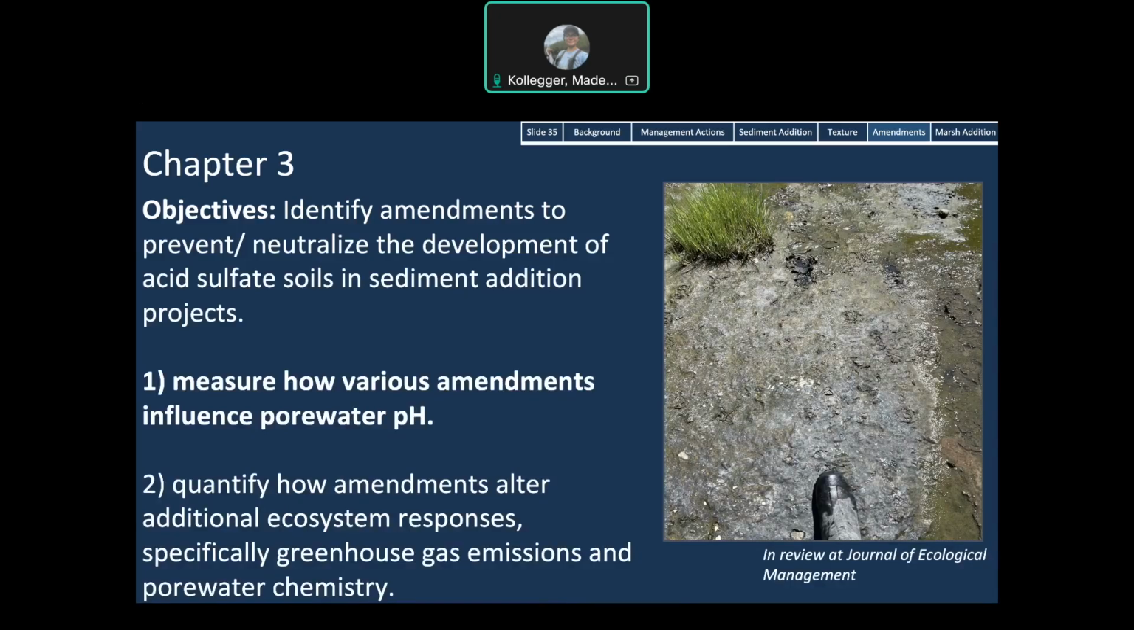And so the goal of my third chapter was to identify amendments to prevent and neutralize the development of acid sulfate soils in sediment addition projects, specifically to measure how various amendments influence pore water pH, but also to quantify how other things can change, such as greenhouse gases or pore water chemistry.